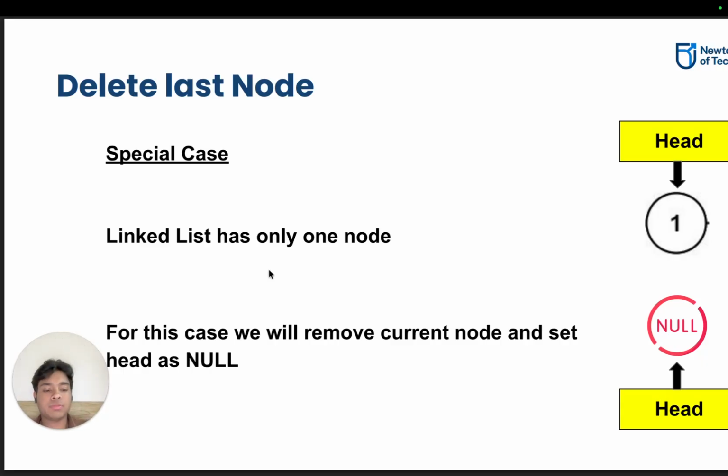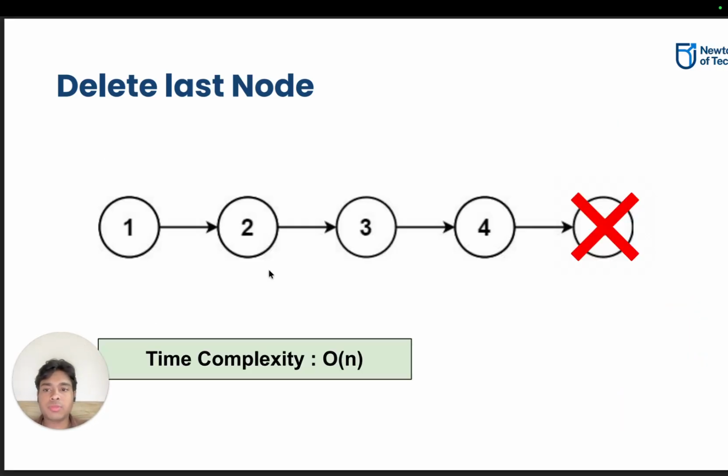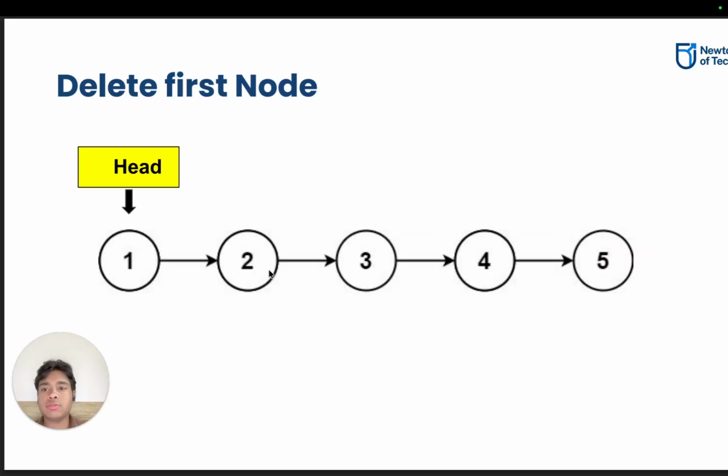Okay, so moving to the next page. We have seen delete last node. We will also see the time complexity used in this. The time complexity is big O of n. Okay, moving to the next one.